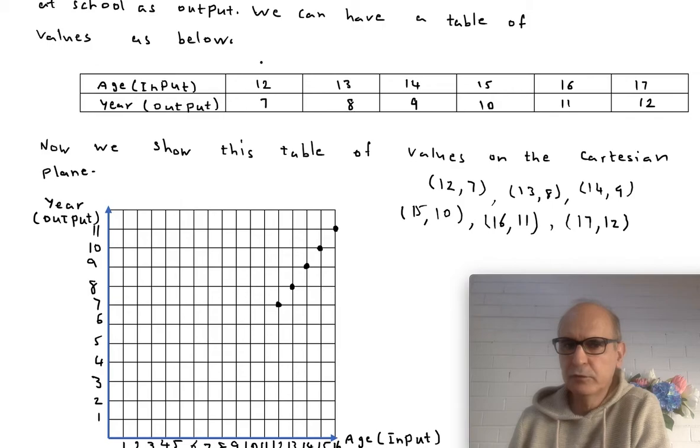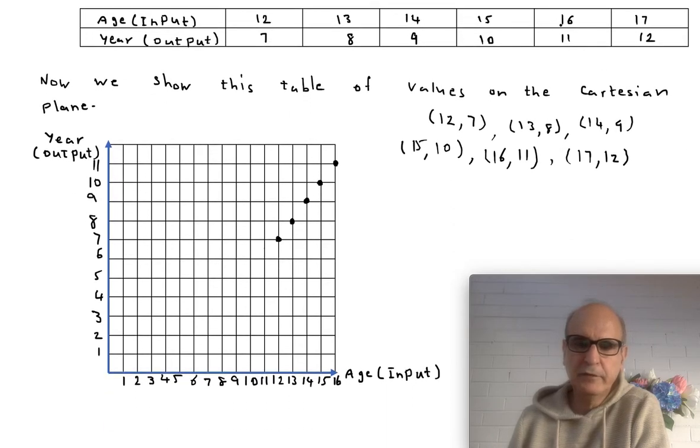If you are more comfortable, you can write them in this form, which is more familiar. So rather than going straight from your table of values to the graph, you can first write them as the coordinates of the point in brackets, like I've done here, then put it on the Cartesian plane. Or if you are comfortable, just go straight away. So that's 12, 7; x 13, y 8; x 14, y 9; x 15, y 10. In this case, x means age and y means the year group.